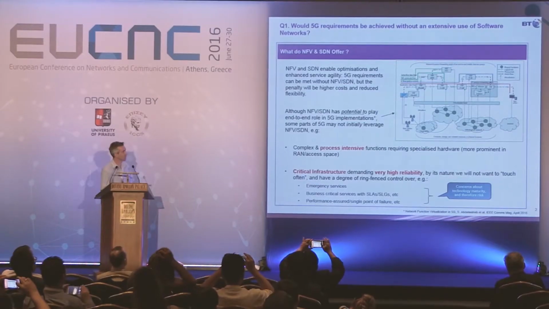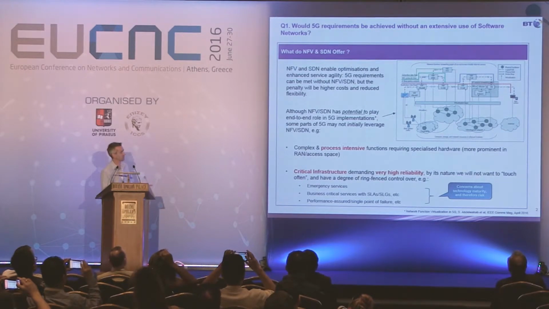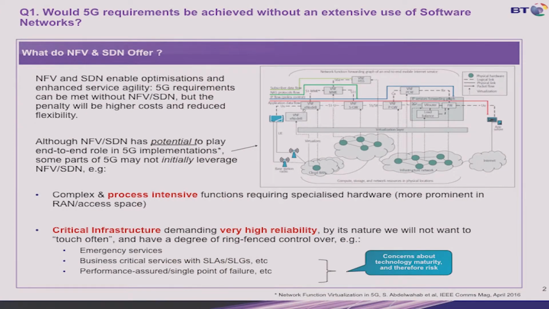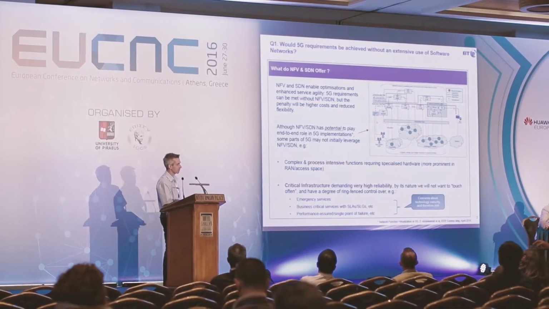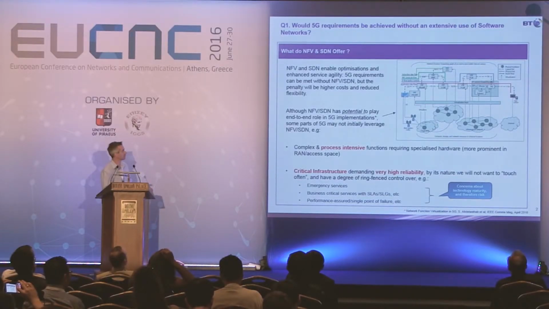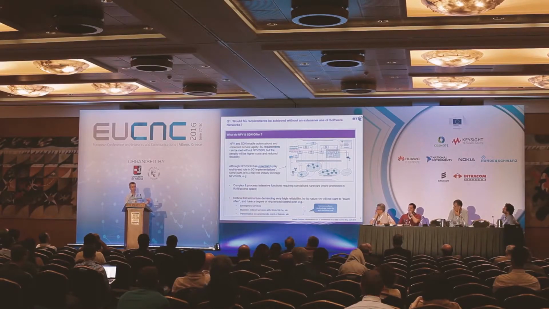The first question I would paraphrase as: does 5G need NFV and SDN? Okay, paraphrased to make it simple. What we have to do there is reflect on what NFV and SDN offer. The two key facets of NFV and SDN are cost optimization and service agility. So the logical answer could be: you could build 5G without NFV and SDN, but the penalty will be higher cost and reduced flexibility. For that reason, we should strive and endeavour to leverage NFV and SDN as much as possible.